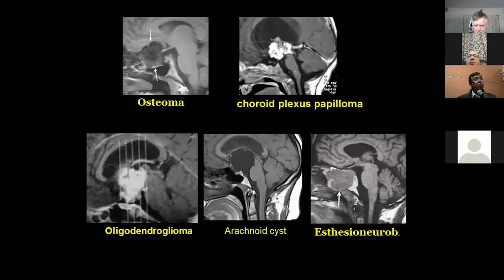Osteoma, choroid plexus villoma, which we presented last time, oligodendroglioma, arachnoid cysts, anesthesia of neuroblastoma. So it's a wide differential diagnosis.